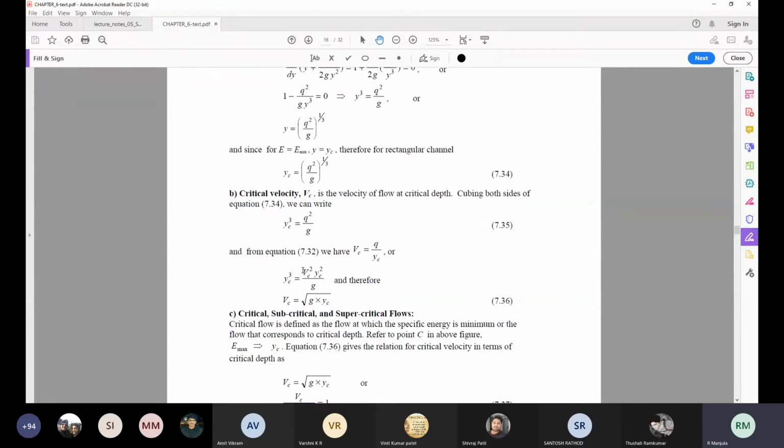The next component is critical velocity, which is the velocity of the flow at critical depth. Now cubing both sides, YC cube is q square by g. Now VC is equal to q by YC, where small q is the discharge per unit width. Substituting, q is equal to VC into YC, so YC cube is VC square into YC square divided by g. Now VC is equal to square root of g into YC. So this is going to be your critical velocity.